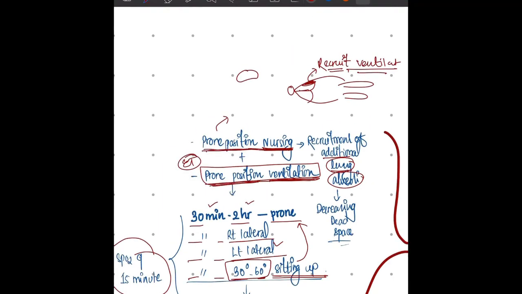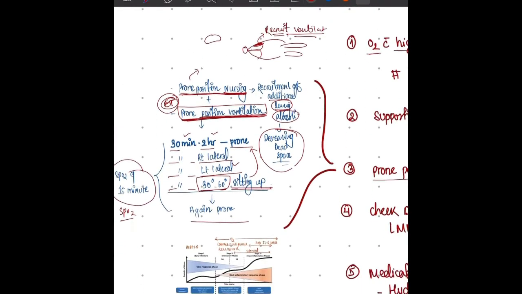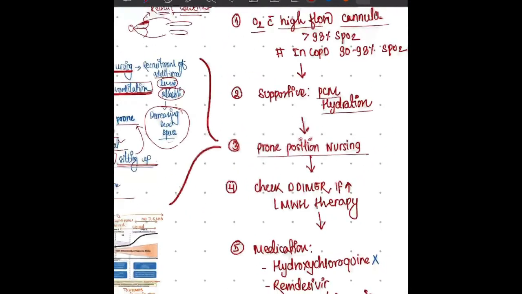But if the patient develops severe respiratory distress and you want to do endotracheal intubation, the endotracheal intubation itself is also done in prone position. So that is called prone position ventilation. Both of them are important. Why? Because there is recruitment of the dorsal lung field, as well as a decrease in the pressure applied by the heart in the supine position. All these things decrease the dead space and increase the ventilation. So prone position nursing is very important in COVID-19, right?